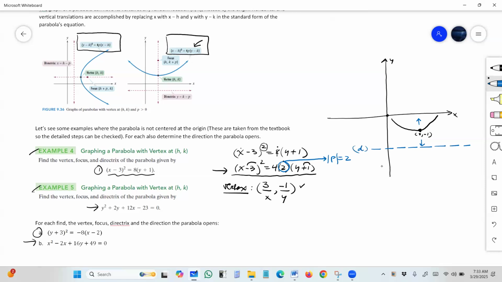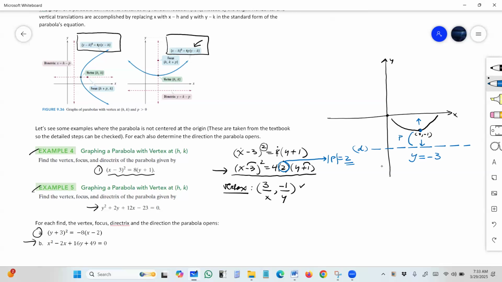And in this case, it's going to have equation y equals, right? If it's parallel to the x, y equals. If it's parallel to the y, x equals. Now, this distance is p units. So if my p is 2 and I am at -1, right? P units down would be -3, right? I'm on the y equals -1. Going down 2 units, I get to -3.